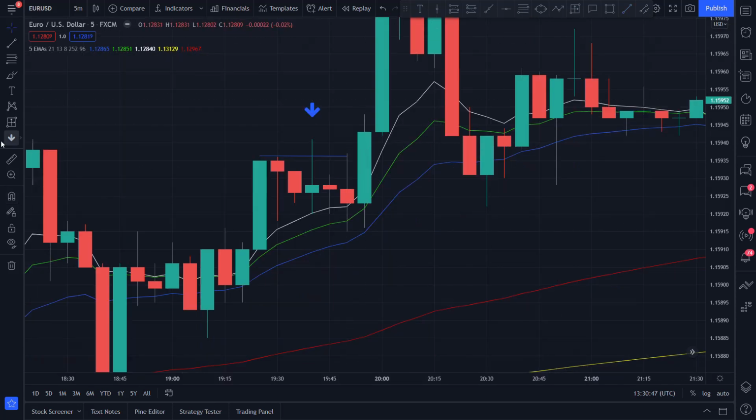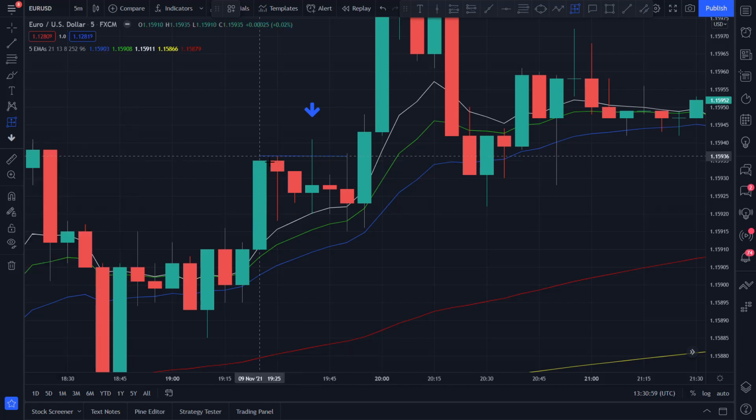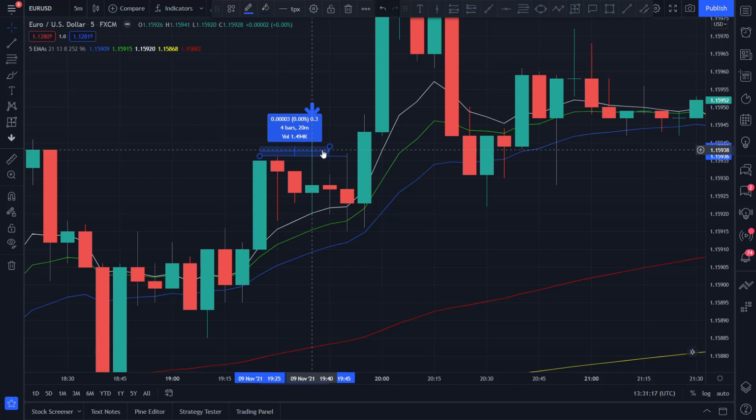The next step is you have to pull up another tool, which is called the date and price range tool. And you have to measure 0.3. So as you can see, this is 0.1, 0.2 and 0.3. Once you got that, the top of the box is going to be your entry point.